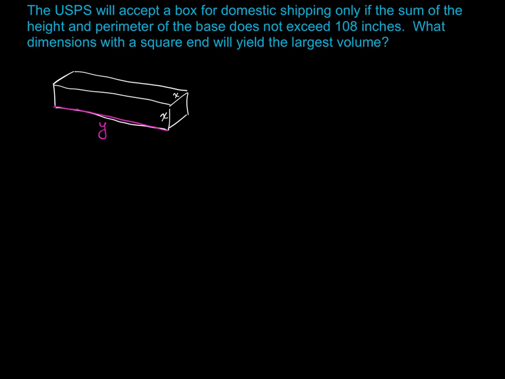And the lengths y plus 1, 2, 3, 4 x's equals 108 inches. So that's all we know for step 1. Step 2 is write down the equation you're trying to optimize.